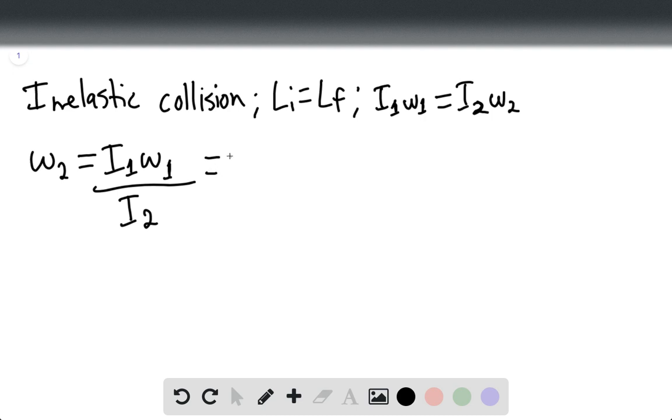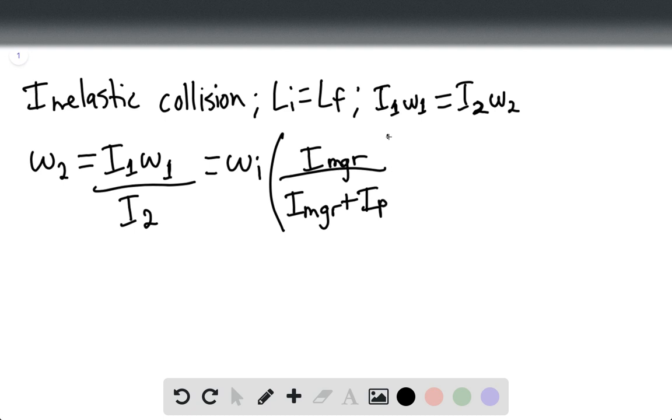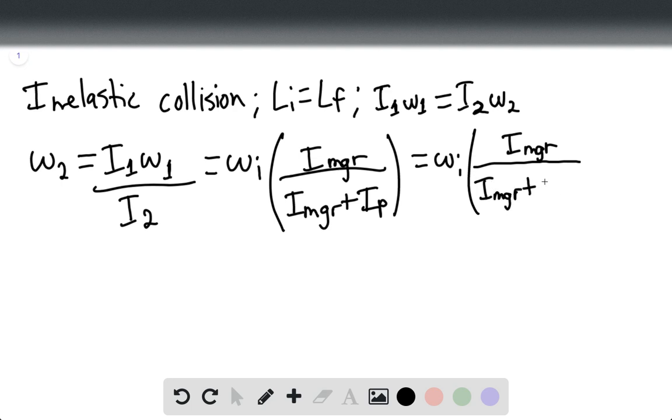So this could be equal to omega initial times the moment of inertia of the merry-go-round, divided by the moment of inertia of the merry-go-round, plus the moment of inertia of the people on top of the merry-go-round. And so this could be equal to omega initial of I sub merry-go-round divided by I sub merry-go-round plus here we'll have 4 people times the mass of 1 person times the radius of the merry-go-round squared.